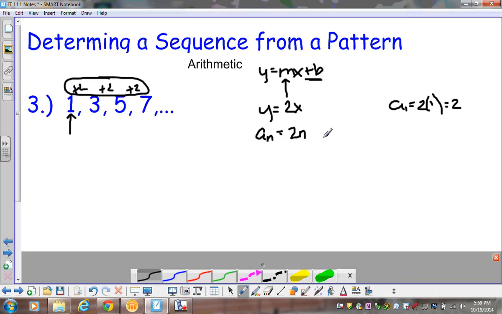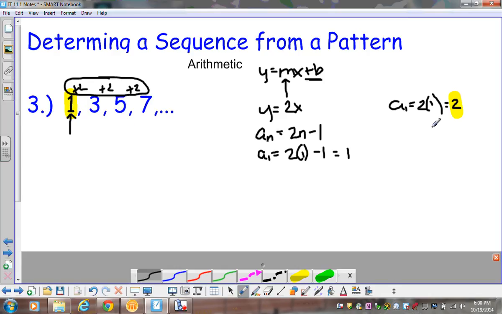If this were my particular pattern, 2 times 1 is 2, but that's not 1. My first term has to be a 1. So what would I need to add or subtract to that value to make it a 1? I would need to subtract 1 from that value to get that first term. Now let's see what we get. If I want to find my first term, it'd be 2 times 1 minus 1. 2 times 1 is 2, and 2 minus 1 is 1. There we go. 1 should be my first term.